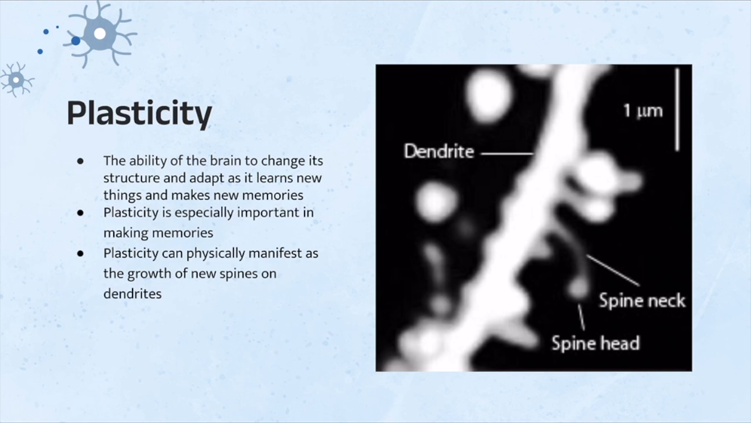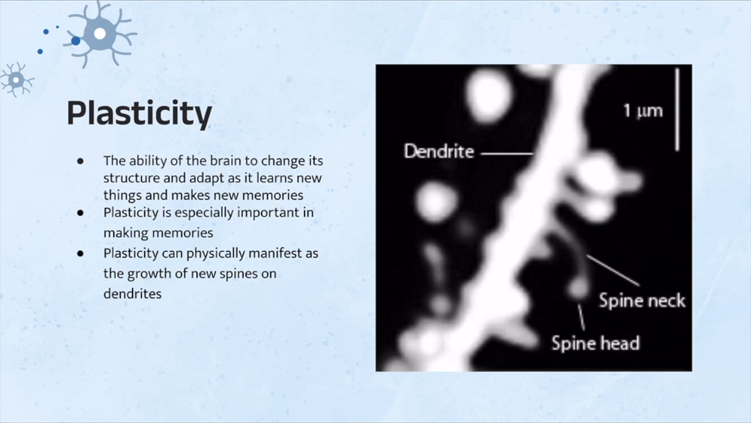Plasticity is especially important in making memories, because when new memories are made, or when you learn something new, the neurons are making new connections and strengthening old ones. Without it, new experiences would not be encoded as memories at all. You wouldn't be able to remember anything.